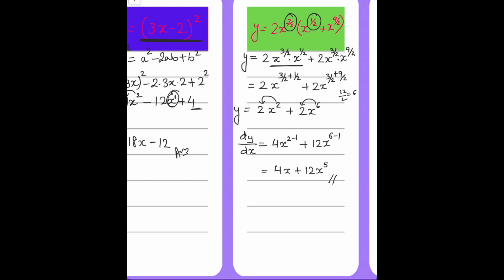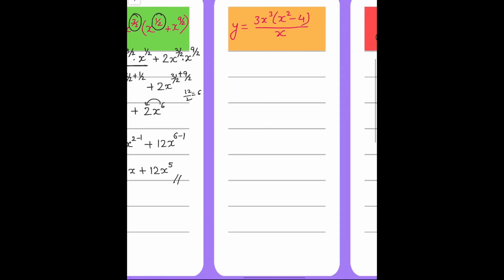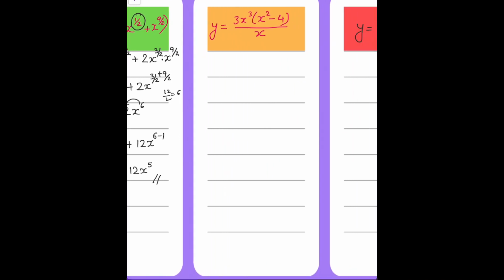Okay, cool. Let's go to the next question. Next question is, again, we have to expand the brackets first. So it's going to become 3x cubed times x squared minus 3x cubed times 4 over x. Now let's solve. Again, the bases are the same, so we will add the powers.